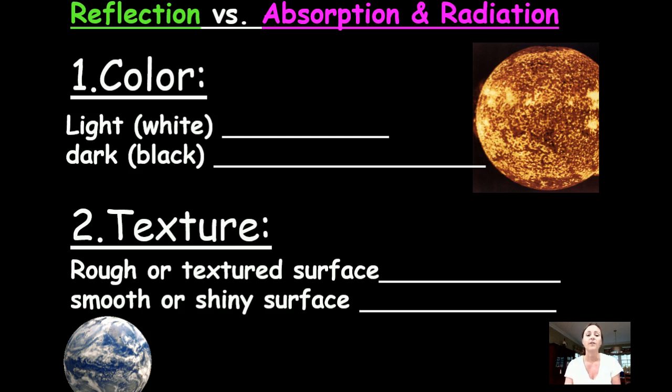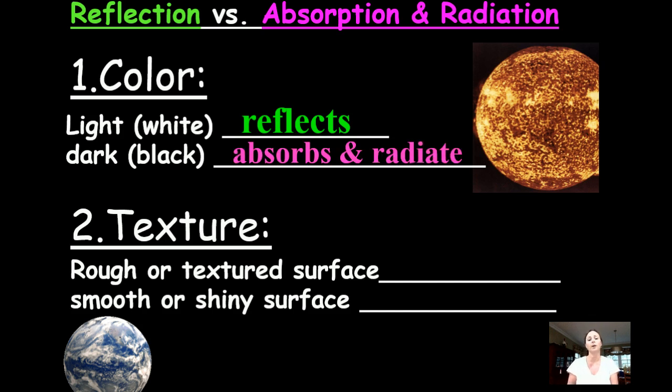Now let's talk more about this reflection and absorption and the radiation that's emitted from the sun. First of all, the color of the Earth's surface will affect whether it is reflected or absorbed. Light colors will reflect the sun's energy, and dark colors will absorb the sun's energy, but will also be able to re-radiate that energy as well. If you remember what we mentioned about radiation, it's the emission or giving off of energy. So once the Earth absorbs the energy, it will also give heat energy off. If something is a good absorber, it will also be a good radiator of energy.